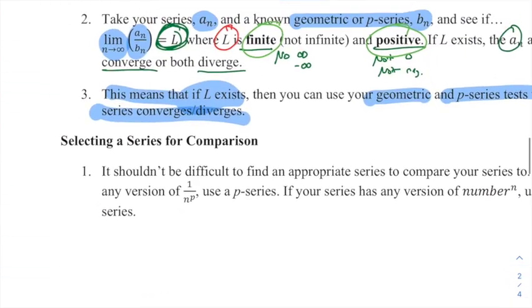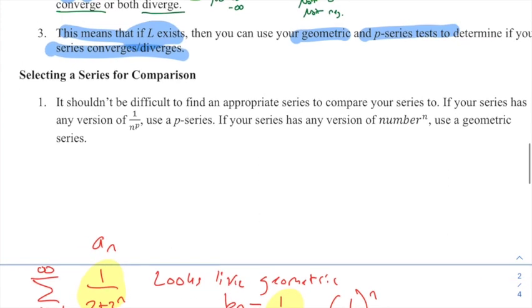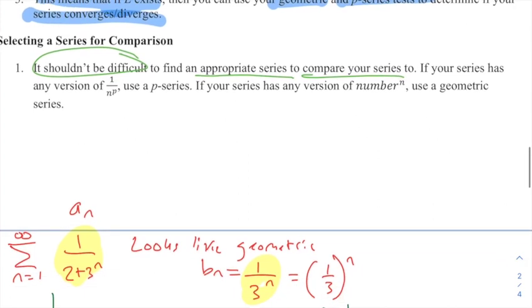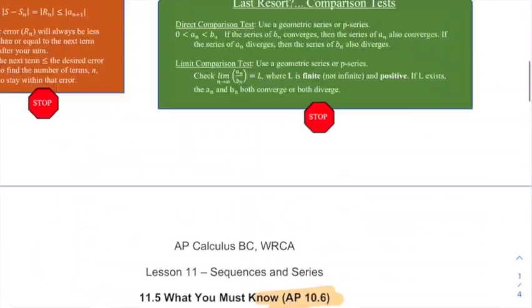Okay, one more thing to read. It really shouldn't be difficult to find an appropriate series to compare your series to in either one of these, limit comparison or direct comparison. If your series has any version of 1 over n to a power, use a p-series. If your series has any version of a number to the nth power, use a geometric series.